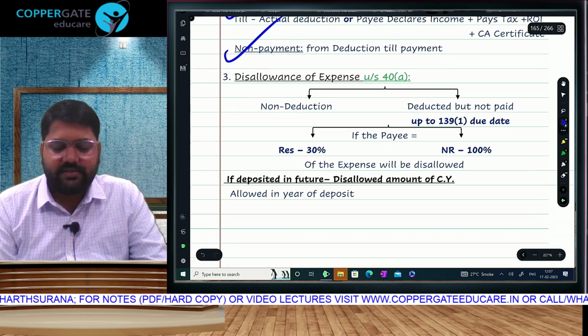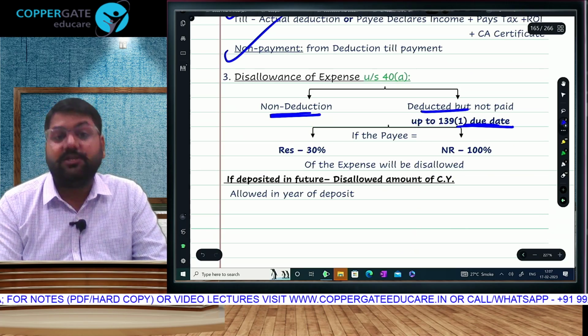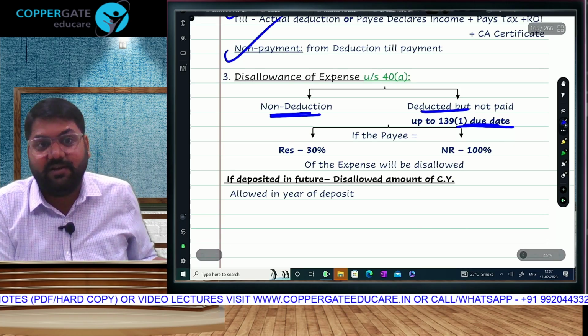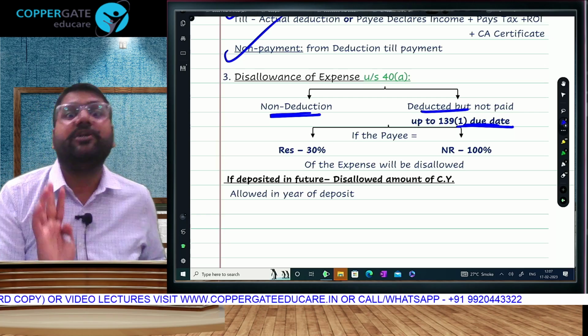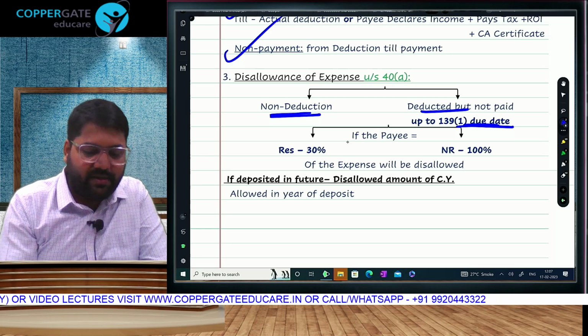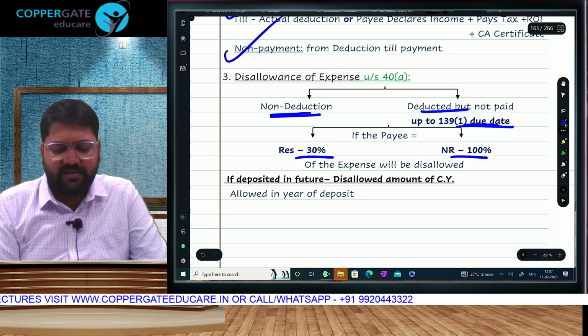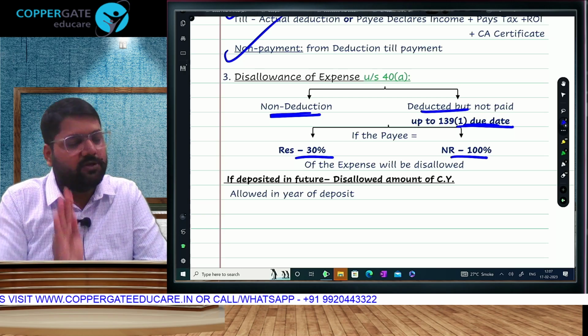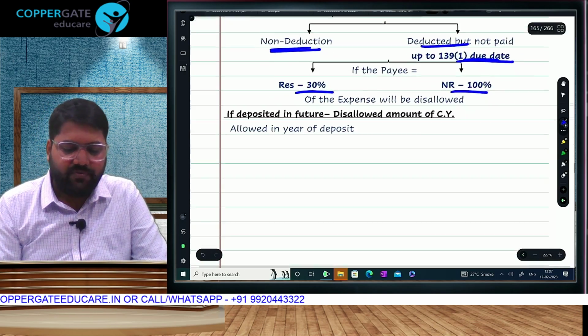Further, you will also face disallowance. If you don't deduct only, that's a crime. If you deduct but don't deposit up to the due date, वैसे 7th of the next month is the due date, but after 7th there can be interest. Disallowance will come if you miss the due date of return filing. If the payee is resident, then 30% will be disallowed. Payee is non-resident, then 100% will be disallowed. But in a future year, if you deposit the money, whatever is the disallowed amount today will be allowed as a deduction in that future year.